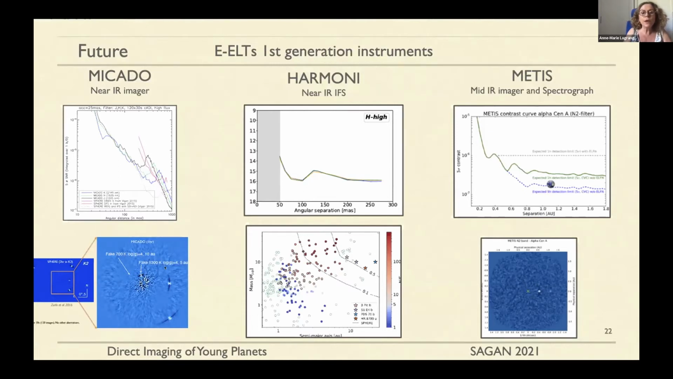Basically, with the first one, we will get much closer to the star and observe lighter planets, and with METIS, which will be observing in the mid-infrared, we may be able to observe Earth mass planets around Alpha Centauri. And there will be several talks about that tomorrow, I guess. And so now I thank you for your attention.